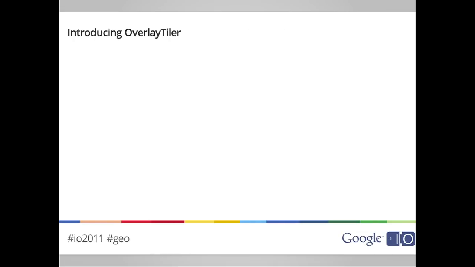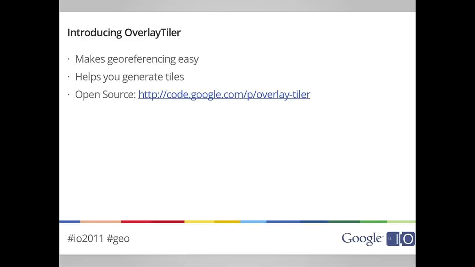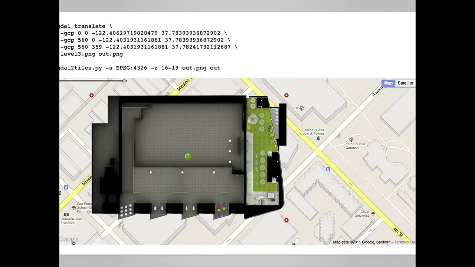So I've created this little tool called Overlay Tiler. It basically makes georeferencing these images easy, and therefore helps you generate tiles using the GDAL utility. And once again, it's open source. I'll upload it straight after this talk to this URL on code.google.com. But what does it look like? So basically, let's zoom out.